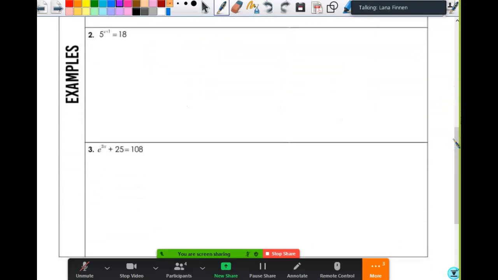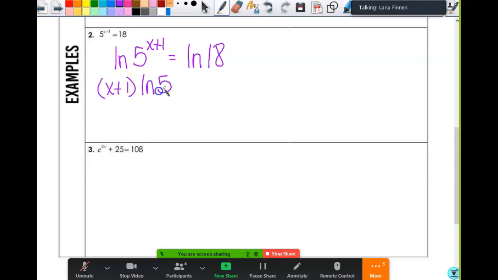We've got 5 to the x plus 1 power equals 18. So again, I can't get common bases here, but this time instead of using the common log, I'm going to use the natural log. So now the natural log of 5 to the x plus 1 power equals the natural log of 18. It does not matter if you use the common log or the natural log. If you use the natural log, it's less writing. Whatever. So now I'm going to take this x plus 1, bring it out to the front. That is 2 terms, so I'm going to put it in parentheses. So I get x plus 1 times the natural log of 5 equals the natural log of 18.